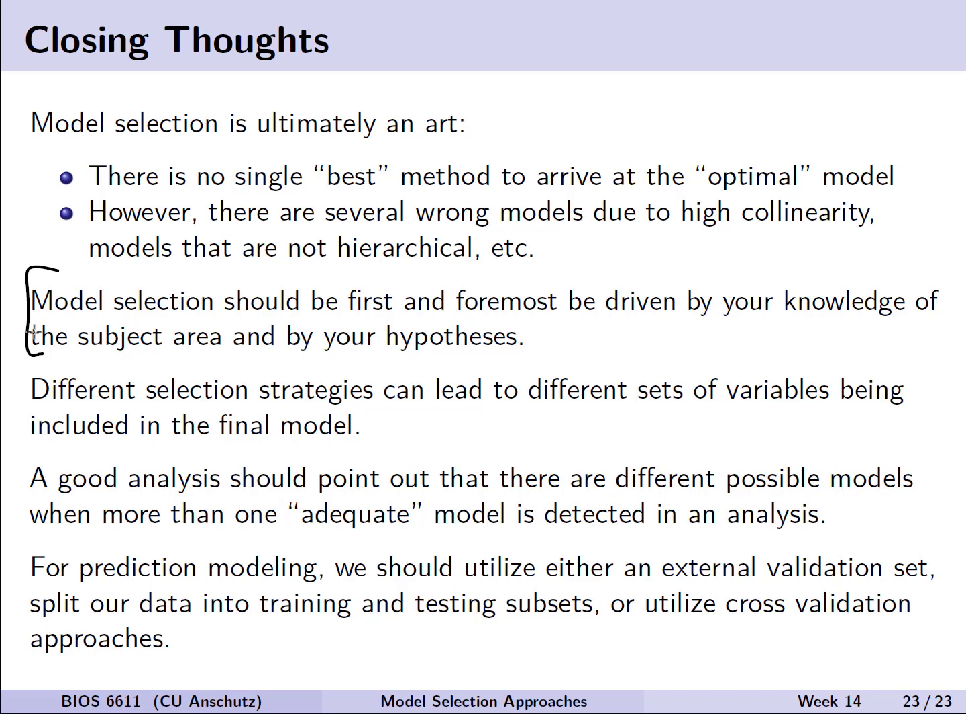One thing to keep in mind is that our model selection should be first and foremost driven by knowledge of the subject area and by our hypotheses. This is one of the cases where it's really optimal to work with great collaborators who take the time to explain their problem and the data they're working with so you can identify the most appropriate or best model. We didn't quite see this here, but in general, different strategies could lead to different sets of variables being included in the final model that you use for inference.